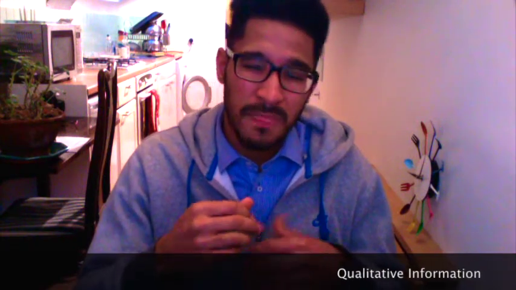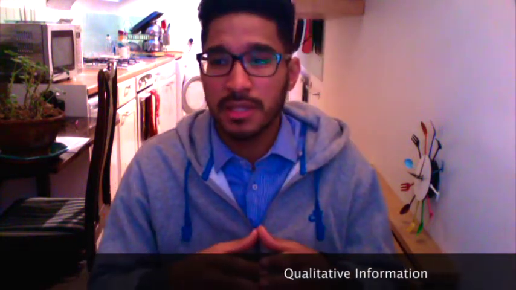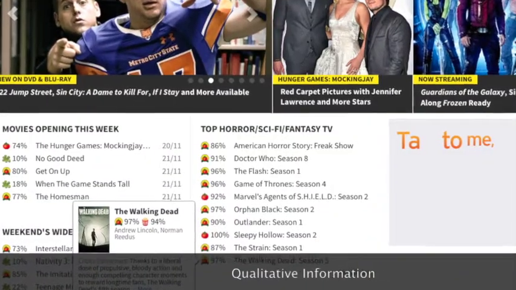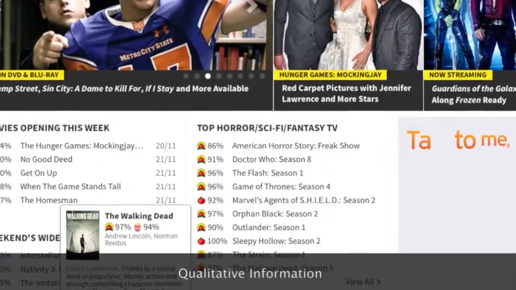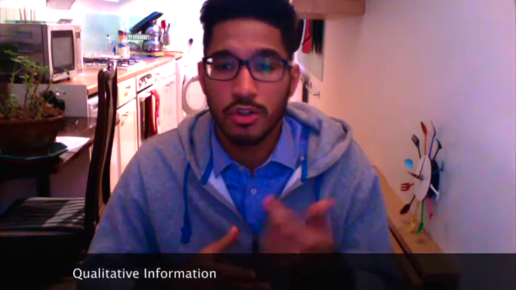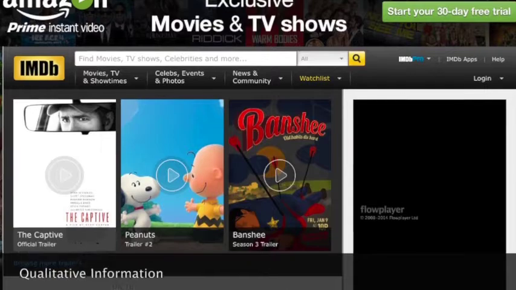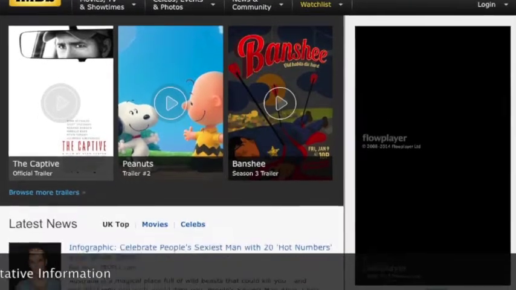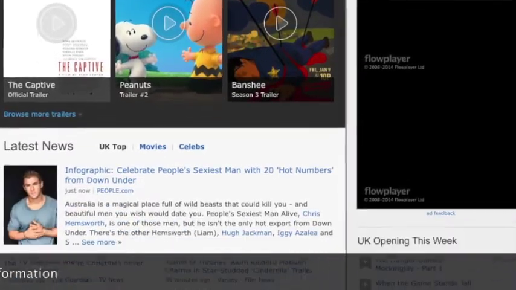Moving on to qualitative information. Now guys, qualitative information is information that is opinion based. It's basically, if you look at things like IMDb, Rotten Tomatoes, they're websites where people give their opinions on films that they have watched or films that they want to watch, and from that information we can probably decide what film we want to watch over a weekend, as an example. So you're looking at opinions for qualitative, you're looking at facts and figures for quantitative.